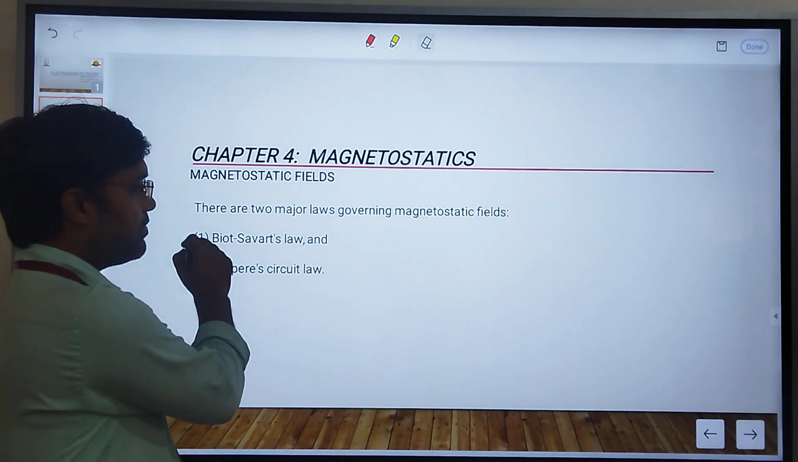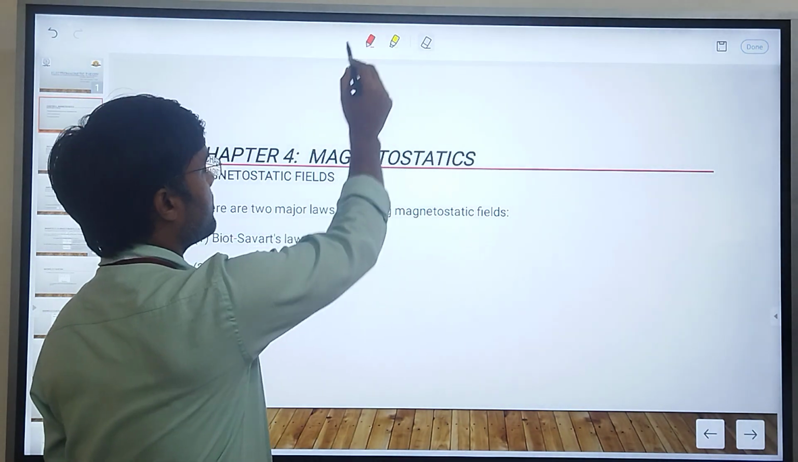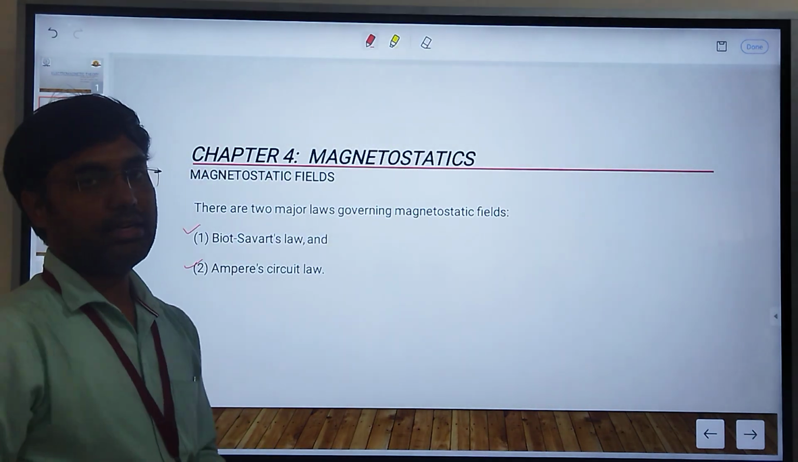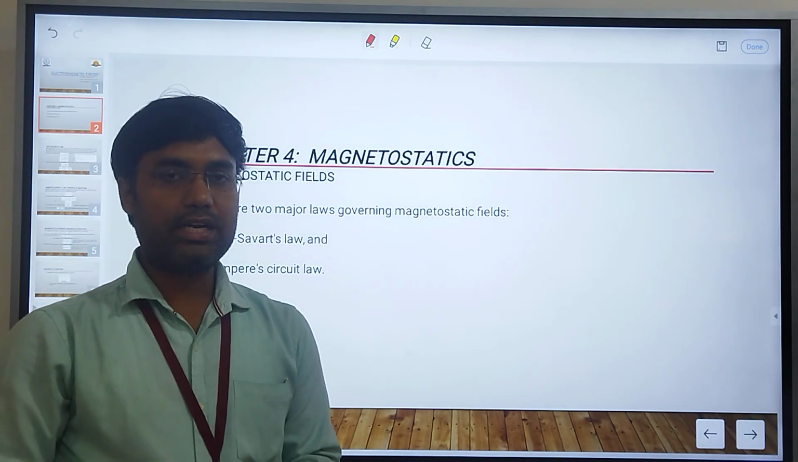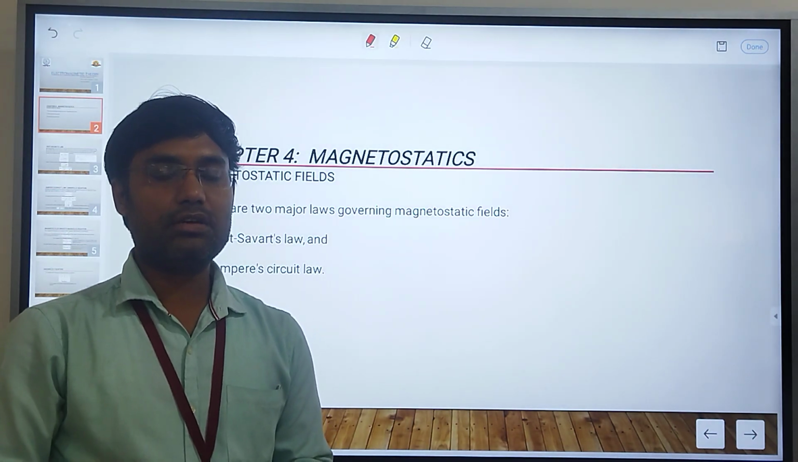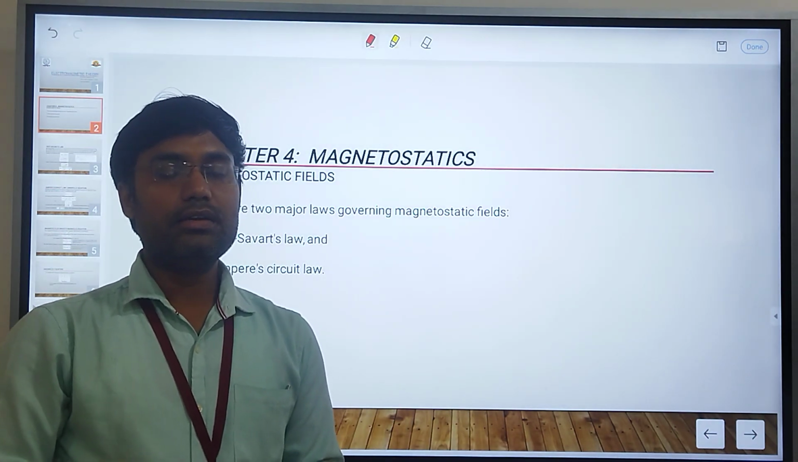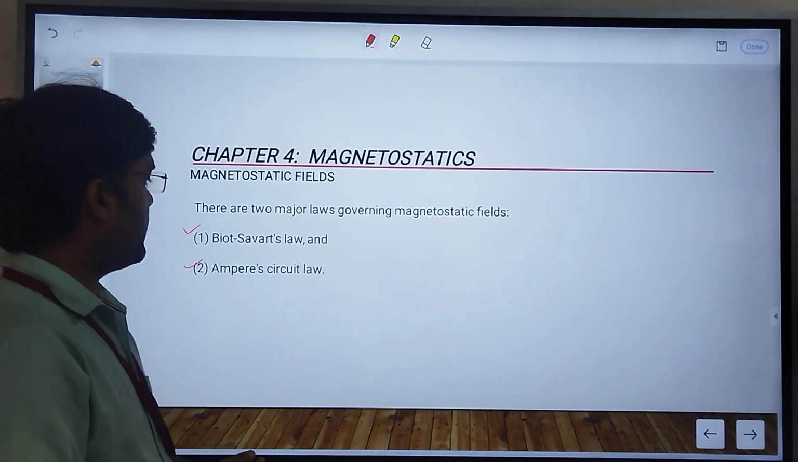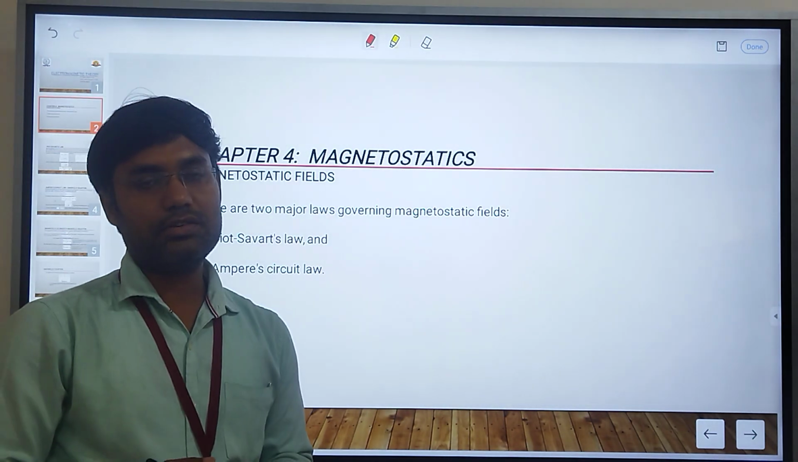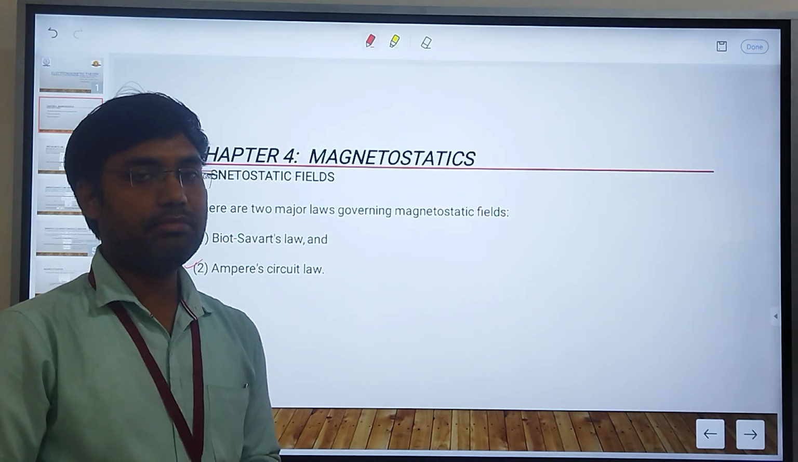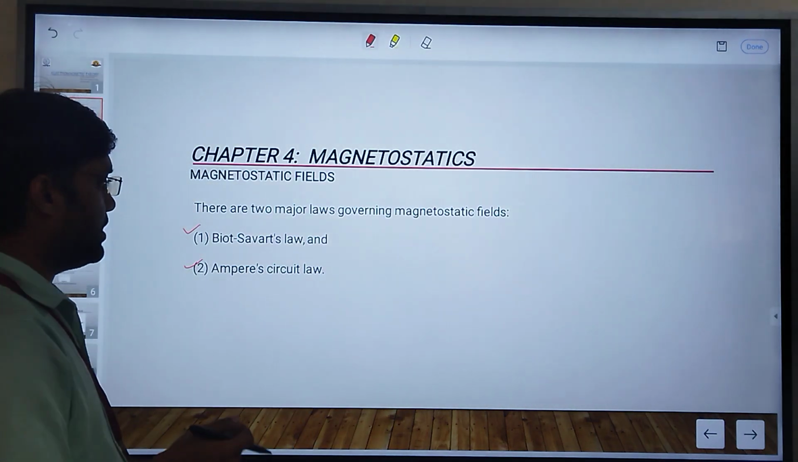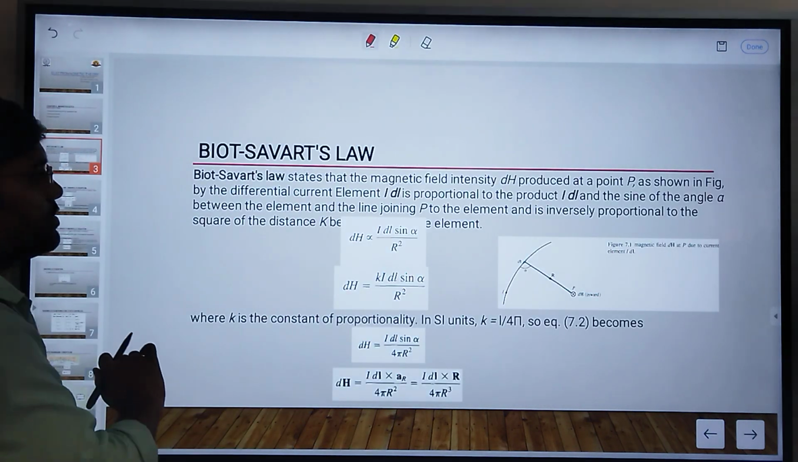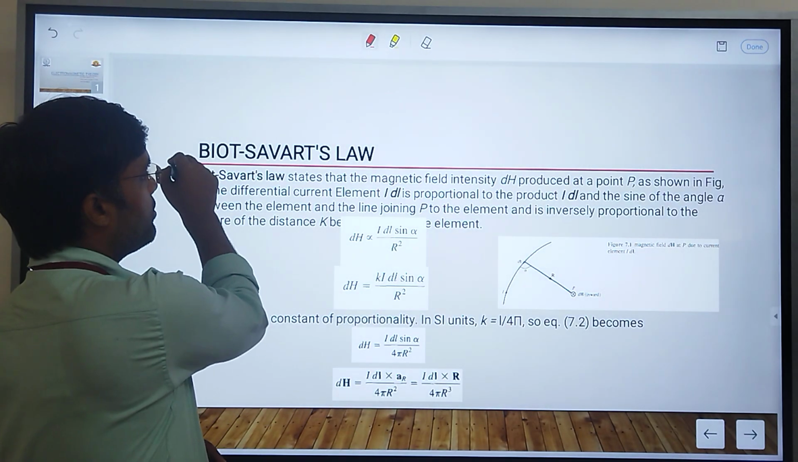First one is Biot-Savart law, and second one is Ampere-Circuital law. Like in electrostatics, there were two major laws, Gauss law and divergence law, similarly here two major laws govern the magnetostatic fields. These are Biot-Savart law and Ampere-Circuital law. One by one we will study both the laws. First one is Biot-Savart law.